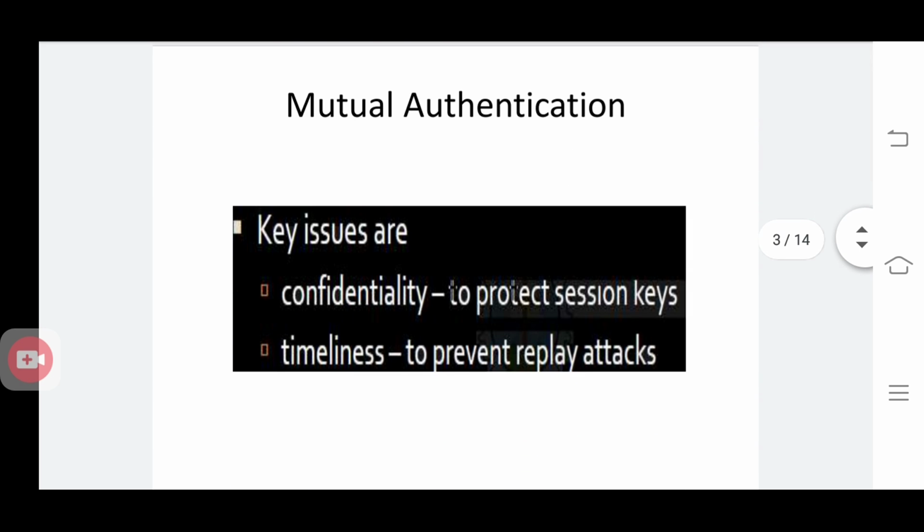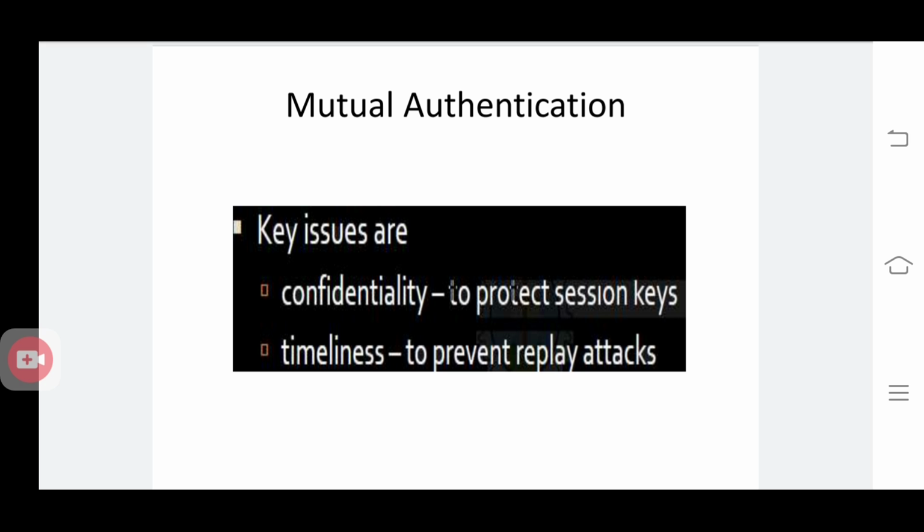In mutual authentication, the communicating parties must satisfy themselves mutually about each other's identity. For what? They have to exchange some session keys. To initiate a session, we have to transfer a session key between the communicating parties. For that, we have to mutually satisfy each other's identity. That is mutual authentication. We have a communicating party A and another party B. A must satisfy B's identity and B must satisfy A's identity.